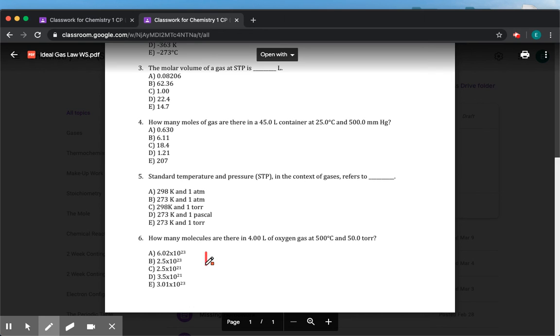So we need to solve for moles first. Let me start from scratch so you can see that I'm not making stuff up. PV is equal to nRT. We want to solve for n because we need moles first. Before we can get molecules, we need moles. So rearrange the equation and you get that n is equal to PV divided by RT.